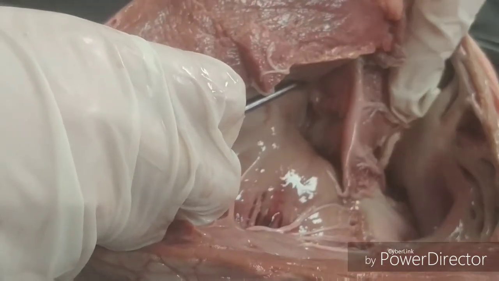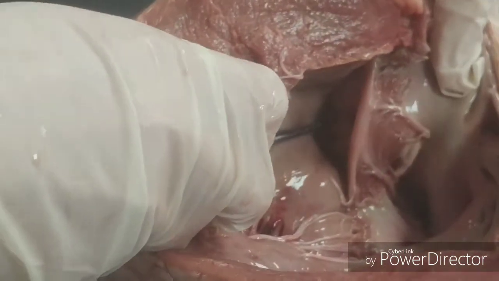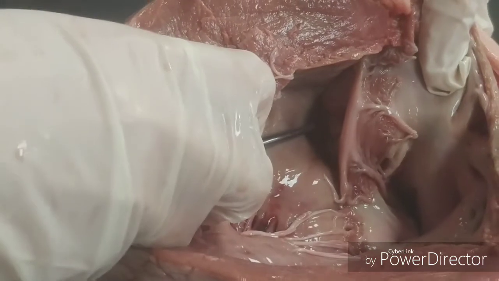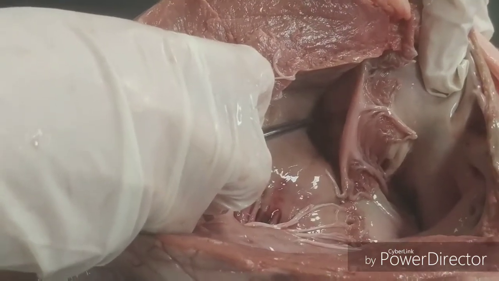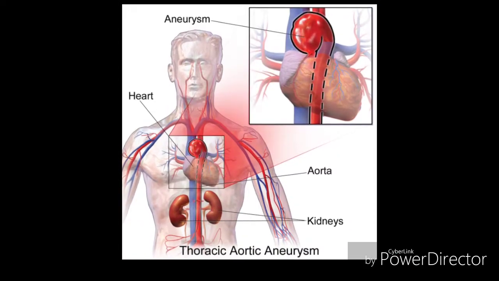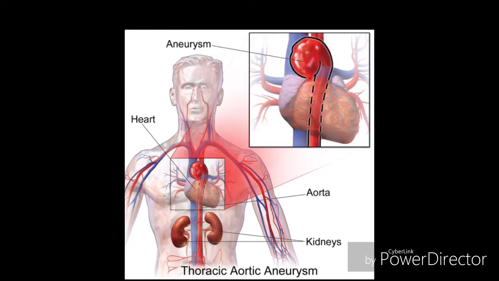Now, if you see here, the three valves allow the right amount of blood to pass through and keep blood from backflowing to where it came from, which could cause complications.